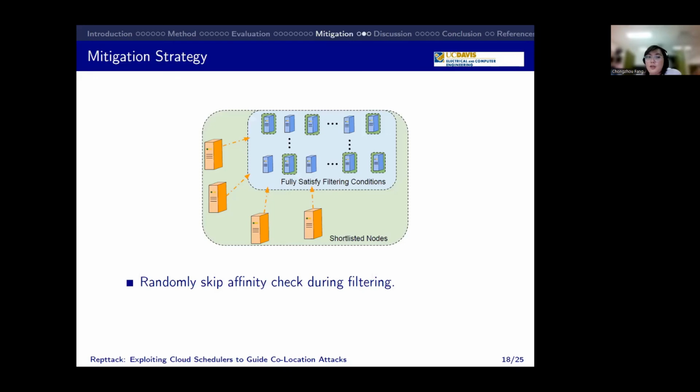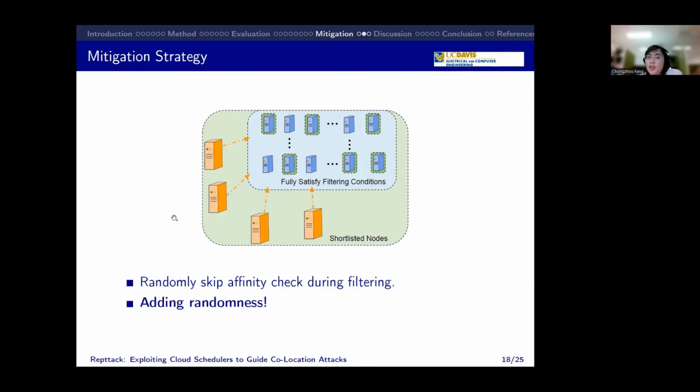Targeting the attack method we propose, there can be a mitigation technology that is easy to integrate into schedulers. The proposed mitigation technology is shown on this page. Our mitigation strategy suggests that schedulers can intentionally skip the affinity check during filtering. For each node, with a specified probability, the affinity check step is skipped, hence the possible number of candidates will increase. Why does this work? It is intuitive.